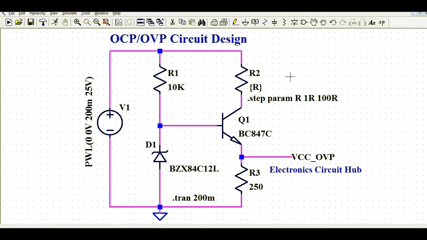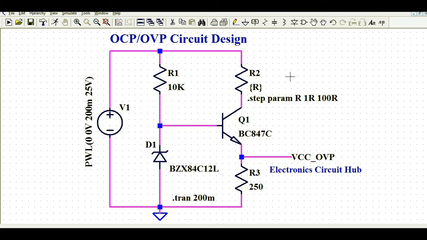So today we are going to understand about the OCP and OVP circuit design in AltaSpice. We will understand how you're going to design your own OCP and OVP. OCP stands for overcurrent protection, and OVP stands for over voltage protection. So how are you going to design overcurrent protection and over voltage protection for your application?